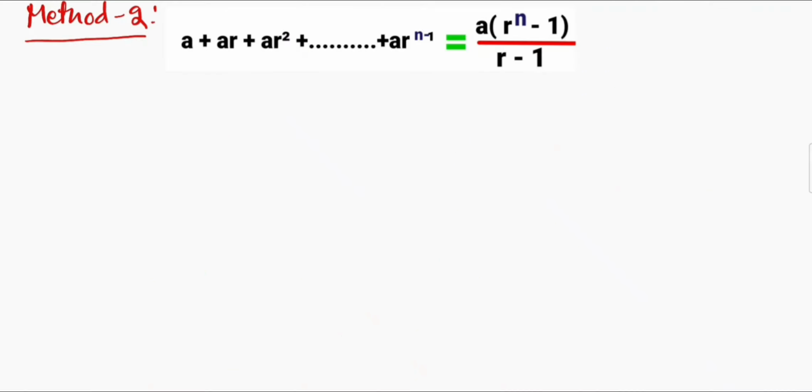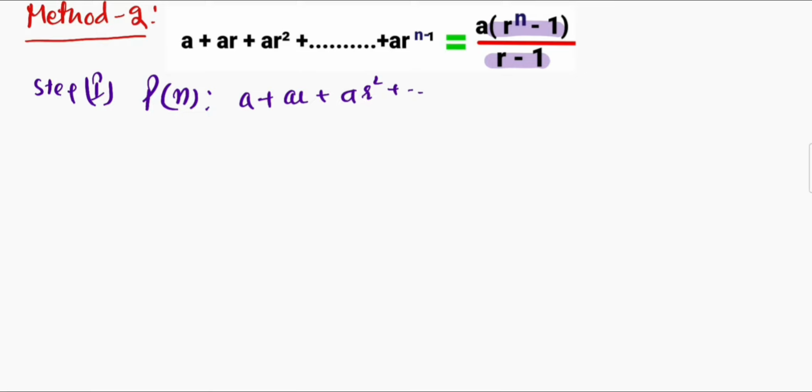The second method of proving that the sum of n terms of a GP is equal to a(r^n - 1) divided by (r - 1) is mathematical induction. Here we have to take a few steps, so let's discuss all those steps one by one. First step, we take the equation as Pn: a + ar + ar² and so on plus ar^(n-1) is equal to a(r^n - 1) divided by (r - 1).